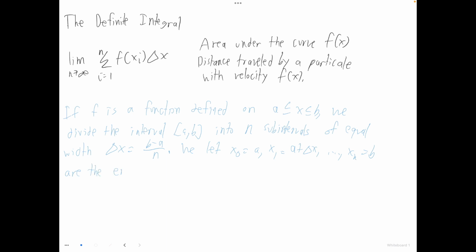These are the endpoints of our subintervals, and we let x1 star, x2 star, up to xn star be any sample points in the subinterval xi minus 1 to xi. So xi star is in between xi minus 1 and xi.